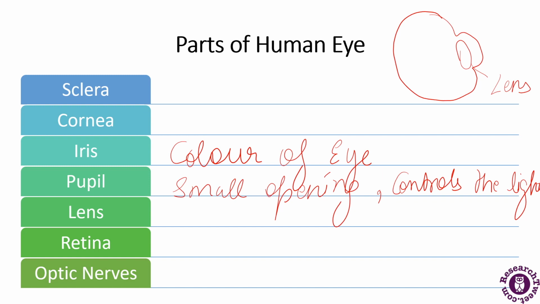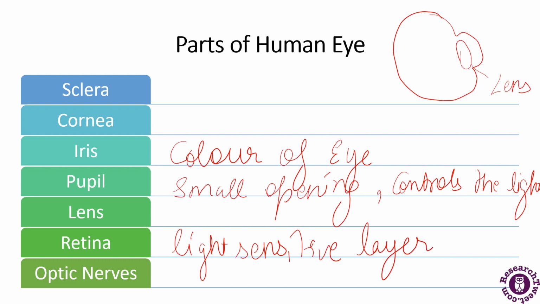The next we will talk about is the retina. The retina is a light sensitive layer that consists of numerous nerve cells. What is the function here? The function of the retina is to convert the images formed by the lens into electrical impulses. These electrical impulses are then transmitted to the brain through the optic nerve.